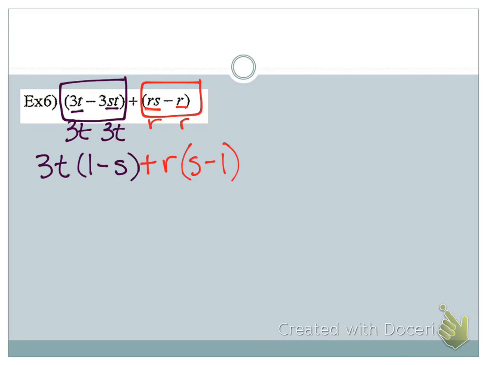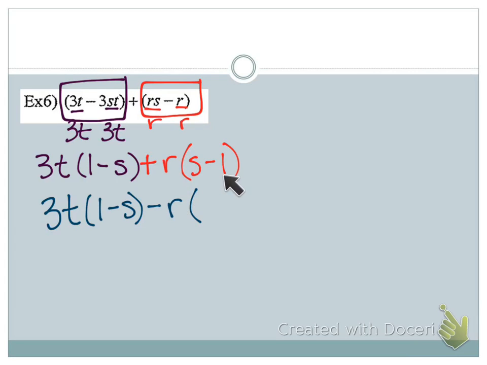Usually, we like to change the back set. Technically, you can change either, but it's a good habit to just do the same thing every time. So we are going to leave the front alone. 3t times 1 minus s. If I'm going to be changing signs in my parentheses, it also has to get changed out in front of those parentheses. So instead of a plus r, this is going to become a minus r.